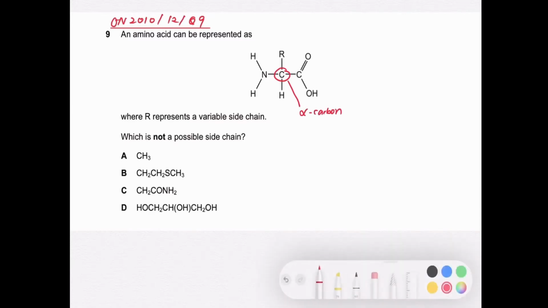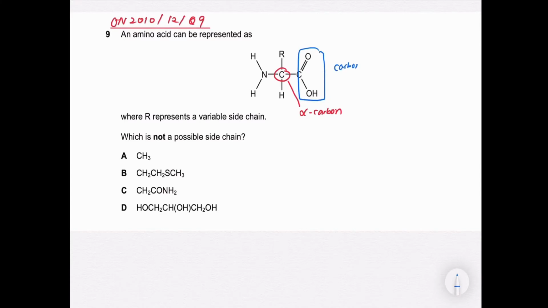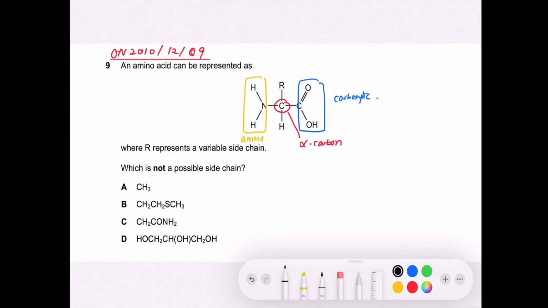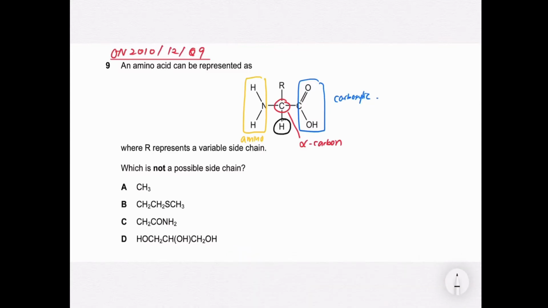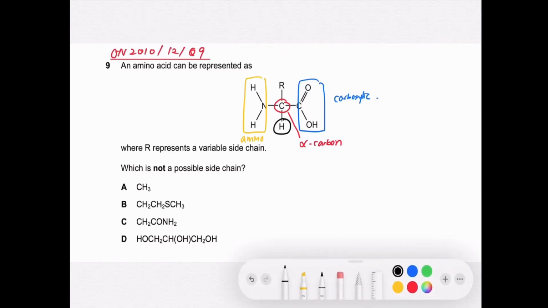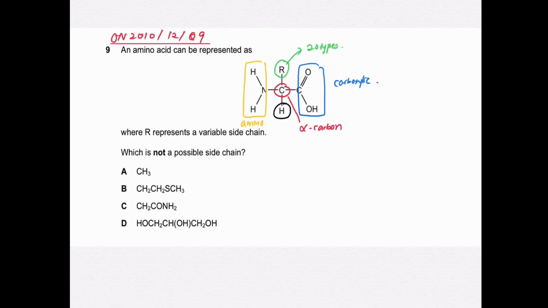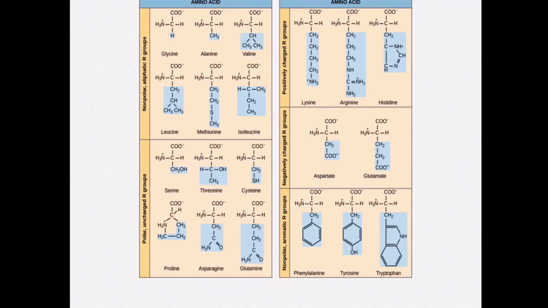where it has 4 different groups such as carboxylic group, amino group, a hydrogen, and an R group. So since we have 20 types of amino acid, we have a total of 20 types of R group. So are you expected to memorize all the 20 types of R group based on this table?